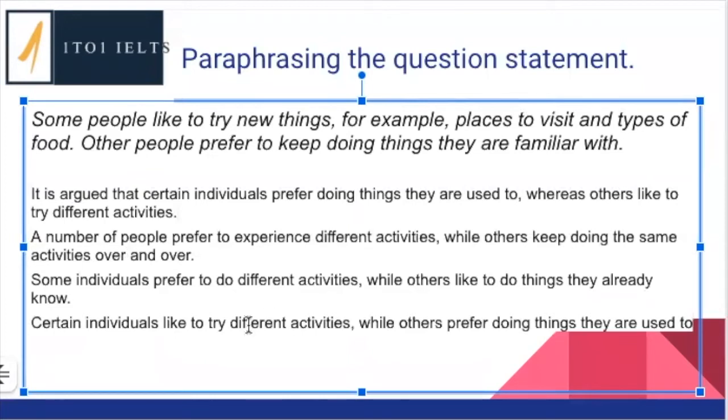Okay, so I'm going to have a look at these four first, and then we'll have a look at anyone else's who I've not looked at after that. Don't panic, don't try and write overly quickly. So we will get to everyone's. So let's look at this first one. It is argued that certain individuals prefer doing things they are used to, whereas others like to try different activities.